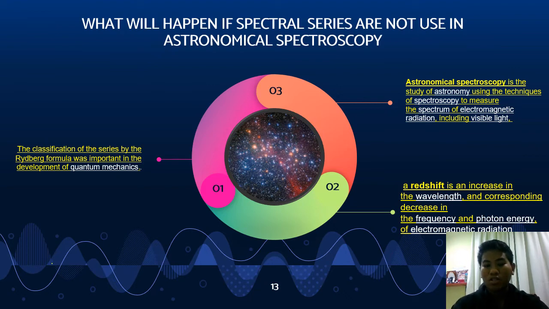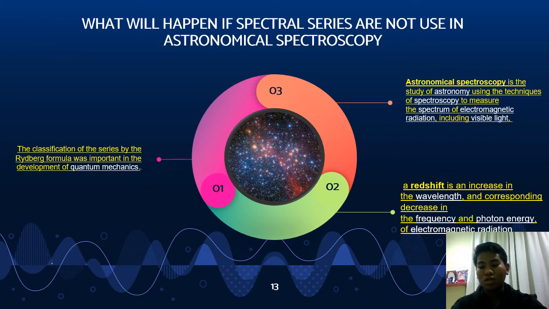In fact, spectral series are very important to astronomical spectroscopy because they are used to calculate redshift and also blue shift, and also to detect the presence of hydrogen in our universe and our galaxy. As you can see in the middle of the circle on our slide, there is a blue shift and also a red shift.